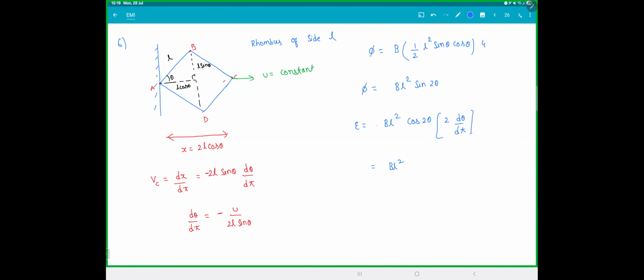And I will just put a minus sign in d phi by dt. Here the signs will take care of themselves. Minus minus goes off. B L square cos 2 theta into 2 into u by 2L sin theta. This will be B L u, the 2 also goes off. You end up with cos 2 theta by sin theta.